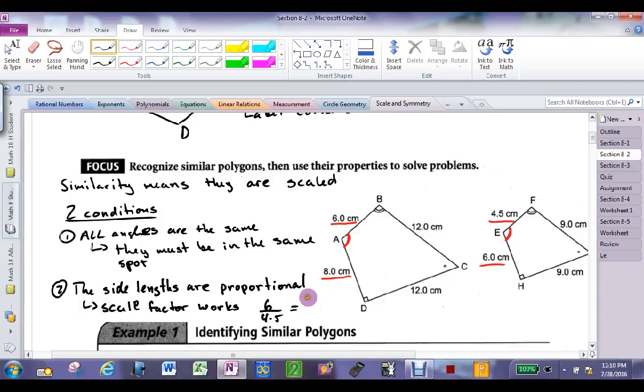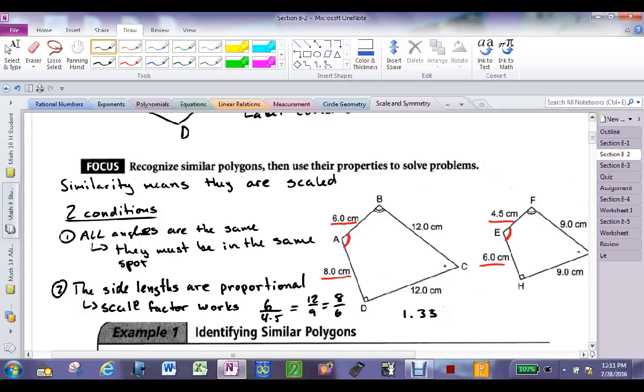What does 12 compare with? 12 compares with 9. And 8 compares with 6. If all those decimals are the same, then these are similar figures. Okay? And of course, if you do the math, you will find that they are. All of these decimals are 1.33. Did they repeat? Yeah, it's 1 1/3. Right? Everybody cool?